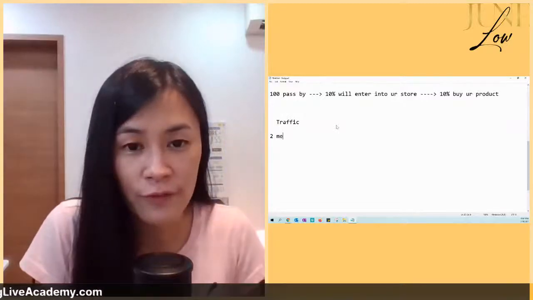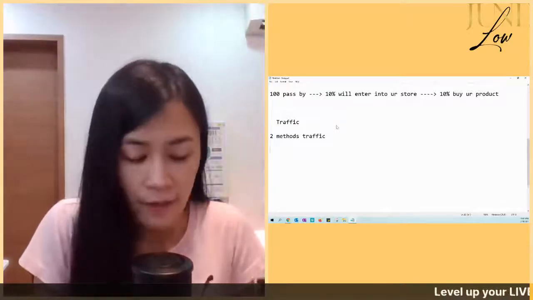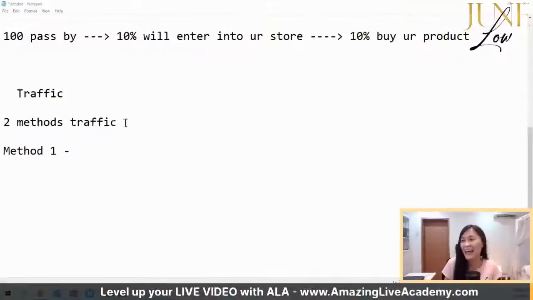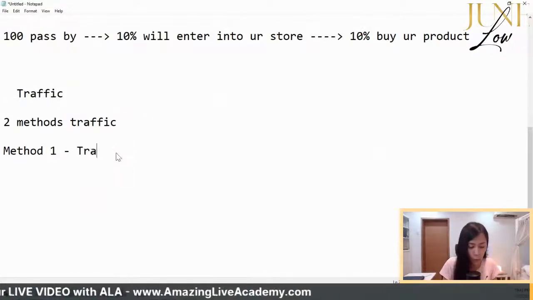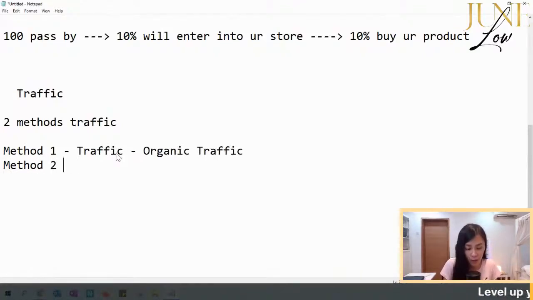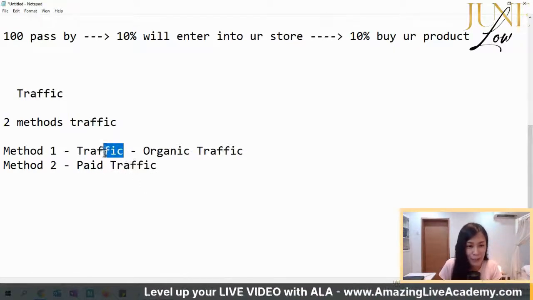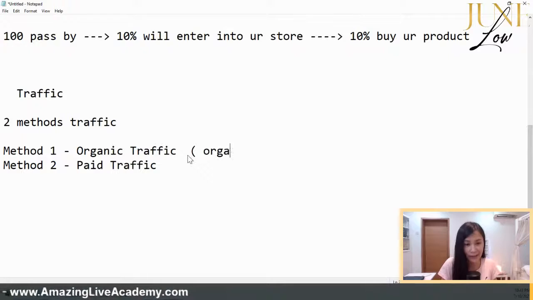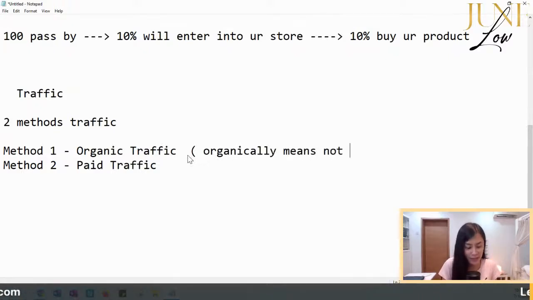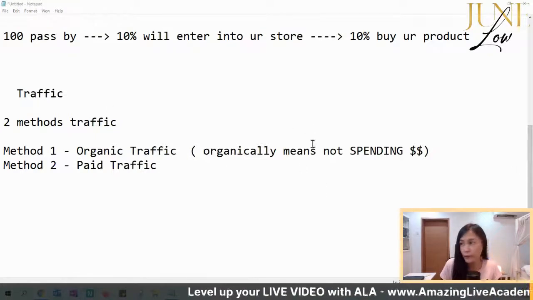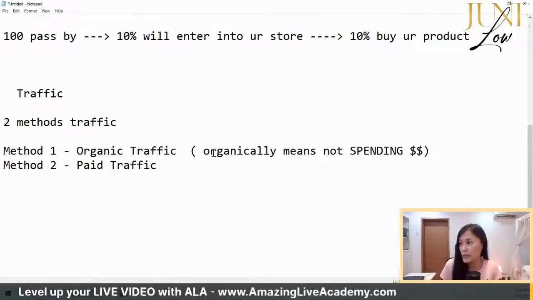There are two methods of traffic, okay? Method number one of traffic will be what we call organic traffic. Method number two is called paid traffic. So what is the difference between organic and paid traffic? Put it in a simple manner: organic means not spending money, not spending anything. It's organic, it's free.